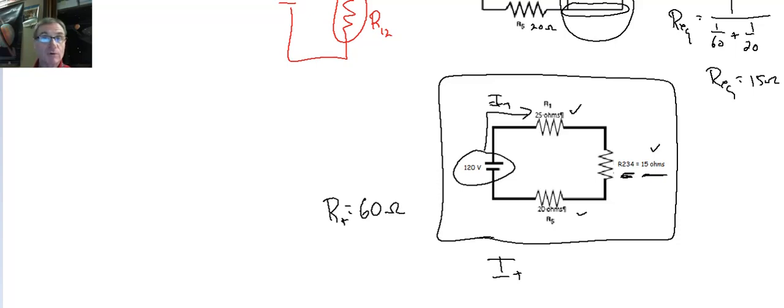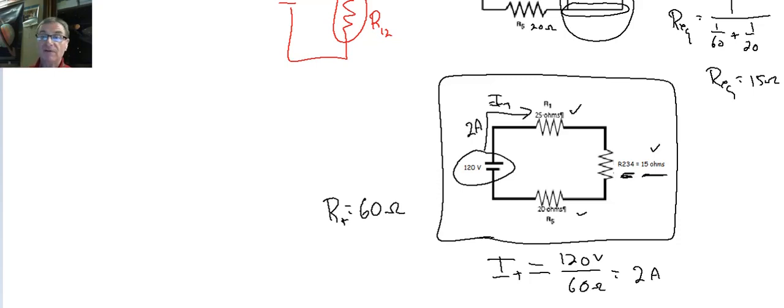Can I get I total, which is the current leaving the battery now? Absolutely. I total is going to be V total, which is 120 volts, divided by R total, which is 60 ohms. I'm sorry, I left that blank. Let me erase that and put a number in there. This is going to be 60 ohms. And so what's my current? 120 divided by 60 is 2 amps. My total current leaving the battery is 2 amps.